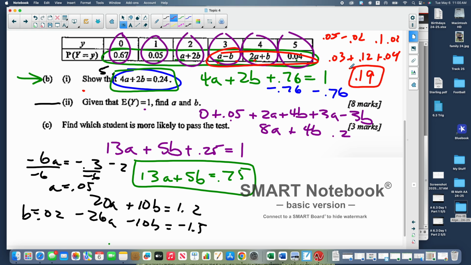So he's got a 19% chance of passing. Still not great, but better than the other. So Bill's probably got a better chance of passing. Good. Everybody good there?